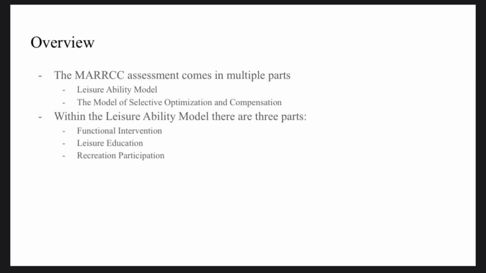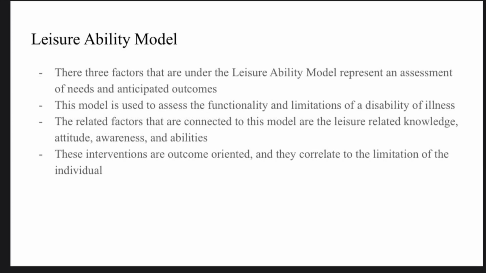Let's move on to the overview. The MARRCC assessment tool comes in multiple parts. The first part is leisure ability model, and the second part is the model of selective optimization and compensation. So let's first talk about the leisure ability model. Within the leisure ability model, there are 3 parts: functional intervention, leisure education, and recreation participation.